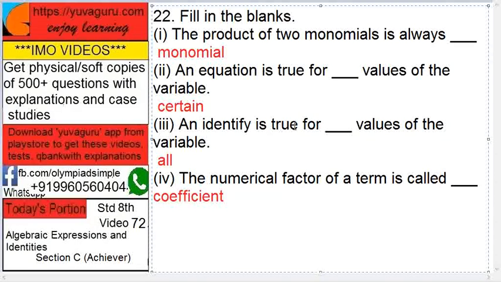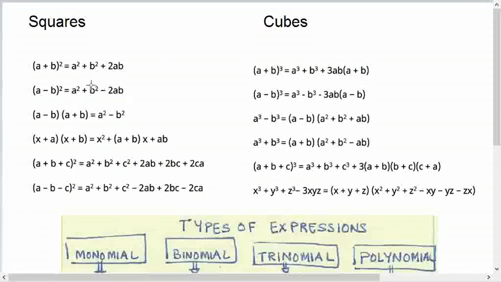And identity is true for all values of the variable. Now identity versus equation, we will see that, because then you will understand the difference. See, all these formulae, a plus b the whole square, a minus b the whole square, these are identities. They are true for all values. You put any value of a, any value of b, this answer will always be true, right? That's why these are called identities. Anything amongst these, it will always be true.